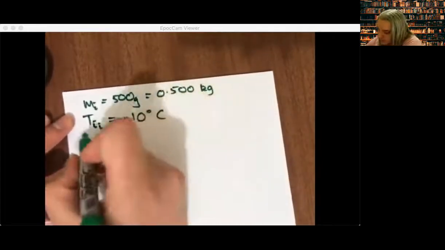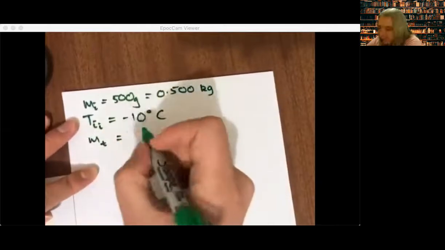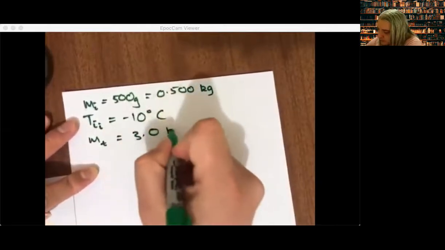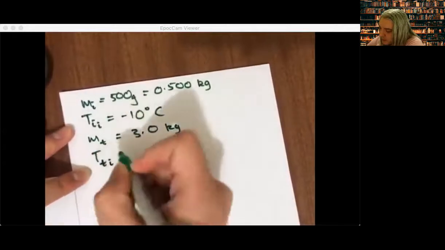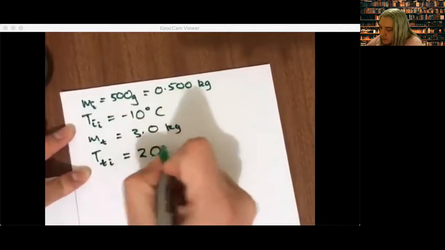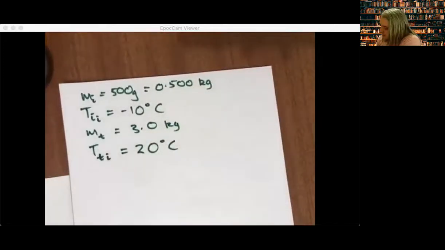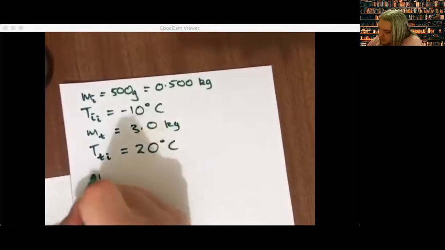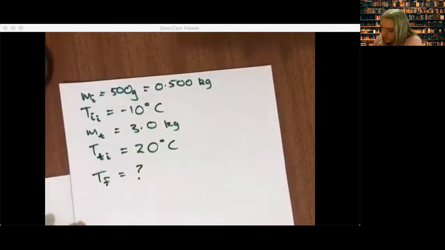The mass of the tea is equal to 3 kilograms. And the temperature initially of the tea is equal to 20 degrees Celsius. And we're mixing that all together, and we want to know what is the final temperature of the whole system.